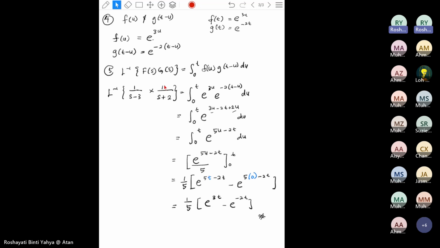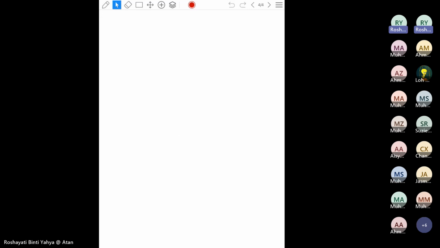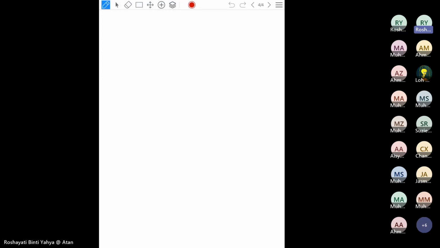Anyone tried for this? FS mana sudah? FS is 1 over S plus 2. Ada tak yang buat? Dia sama je. Maybe we can try. Nak try? Let's say testing. So the question is apa tadi? Inverse Laplace transform of 1 over S squared minus S minus 6 kan?